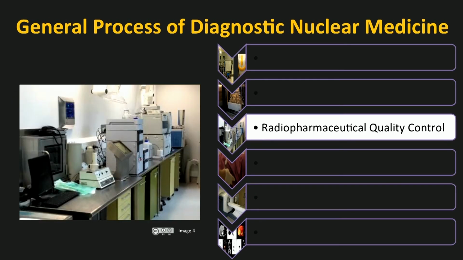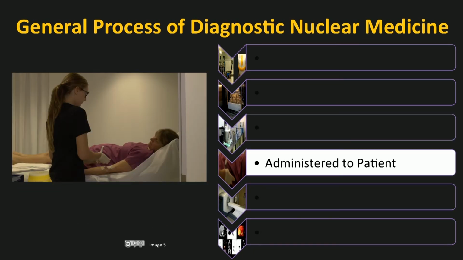Quality control is then performed on a sample of the radiopharmaceutical to ensure that it is safe and fit for its intended use. Once quality control is completed and has demonstrated that the radiopharmaceutical has passed specific test criteria, a portion of the radiopharmaceutical is administered or injected into the patient. The patient is then imaged using a scanner.